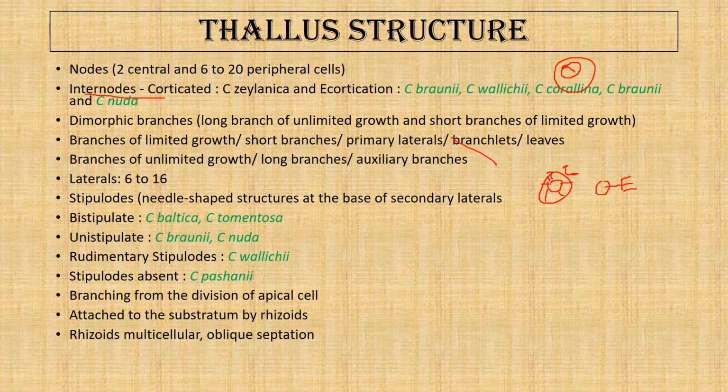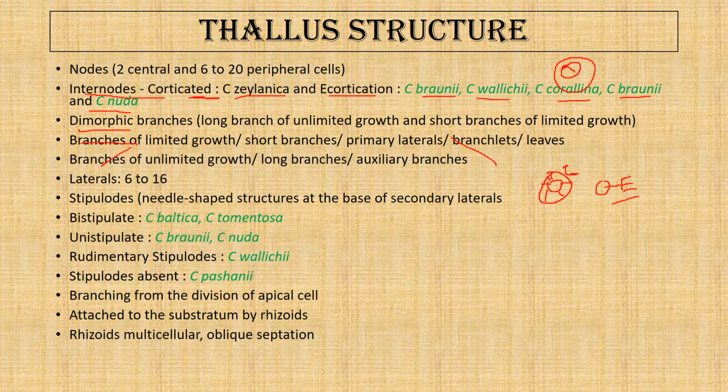This is the corticated Chara, and this is the E-corticated Chara. The corticated Chara is Chara zeylanica, and E-cortication is seen in Chara brownie, Chara wallisiana, Chara corallina, Chara brownie, and Chara nuda. So this is about how the transverse section of the node and internode looks.